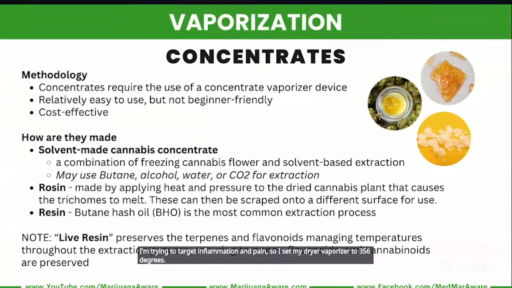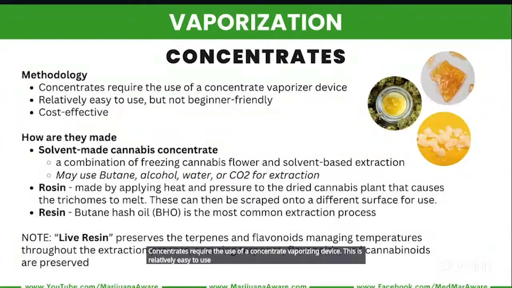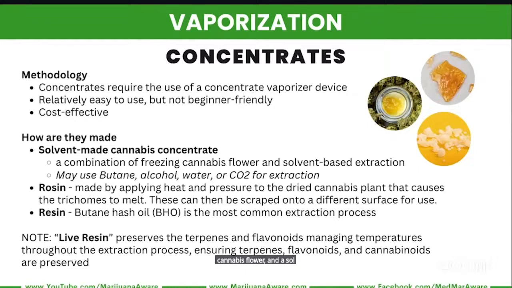Concentrates require the use of a concentrate vaporizing device. This is relatively easy to use, but not necessarily user-friendly. They are, however, very cost-effective. Now, how are they made? Well, there's solvent-made cannabis concentrates, which use frozen cannabis flower and a solvent-based extraction process. This could be butane, alcohol, water, or CO2.